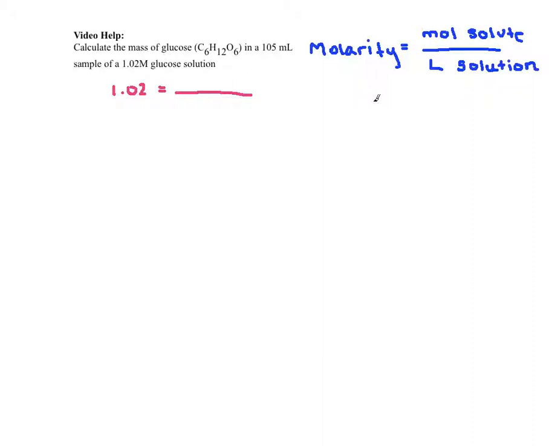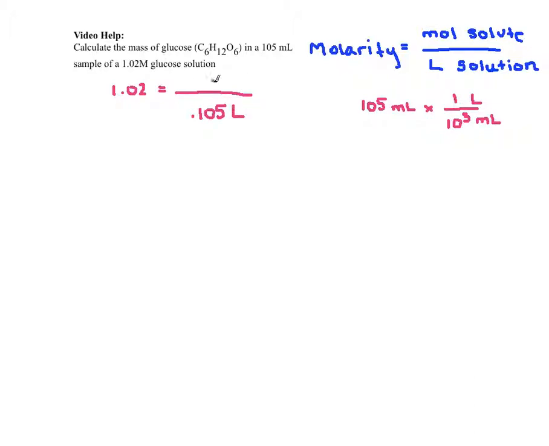So I'm going to go off to the side. If you can do this in your head, awesome. If you can't, that's fine. I'll show you right here. I'm in mils, and I want to get to liters. So I'm going to put mils on bottom, liters up top, 1 and 10 to the third. When I divide, I get 0.105 liters. So I'm going to put the 0.105 liters on bottom.